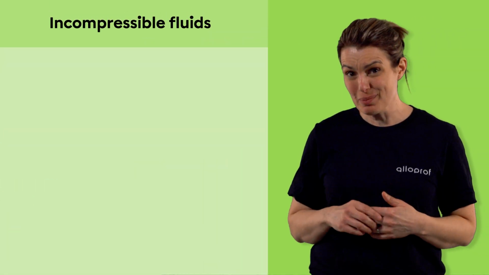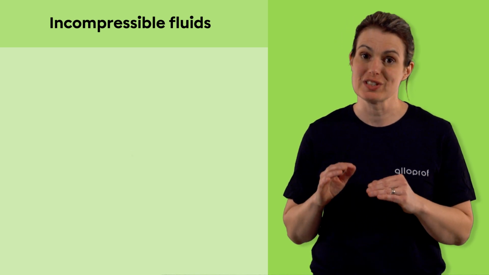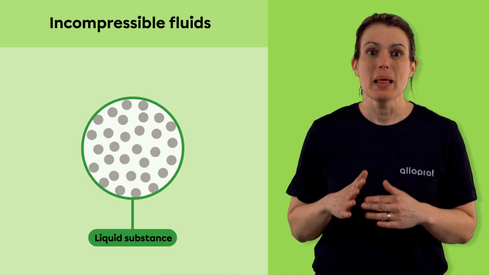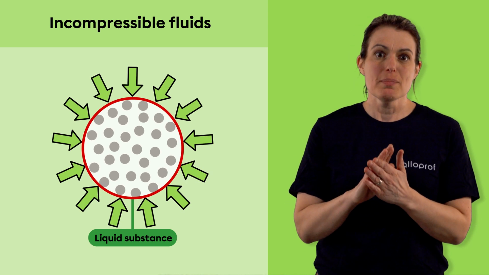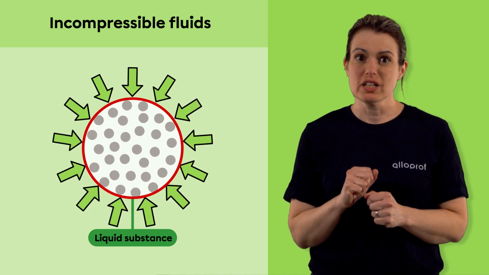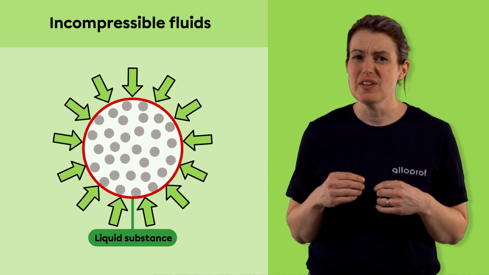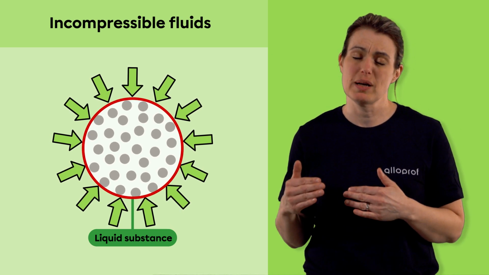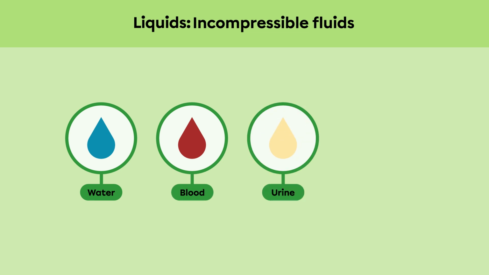A fluid is incompressible if its volume can't or almost can't be reduced when a force is applied. In a liquid, the particles are relatively close to each other. When a force is applied, the particles in a liquid do not move closer together, or move so little that it can't be perceived. It's very difficult to reduce the space occupied by a liquid. Since they can't be compressed significantly, liquids are incompressible fluids. Water, blood, and urine are examples of incompressible fluids found in the human body.